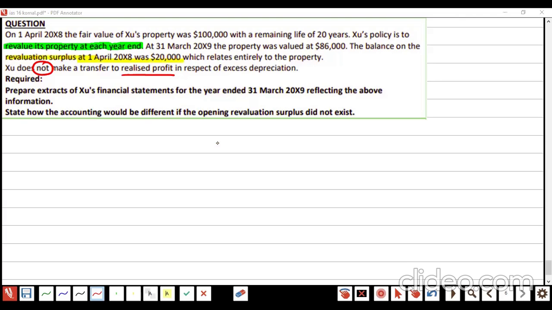Now the thing is, you have the value at 1st of April 2018. Am I right?